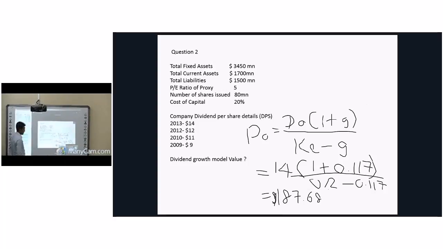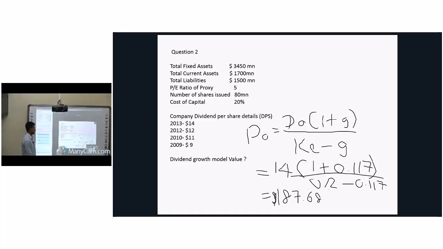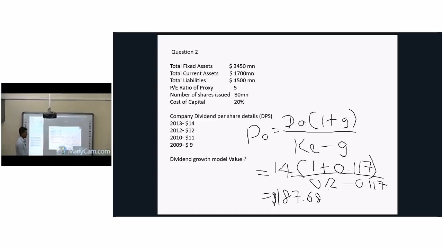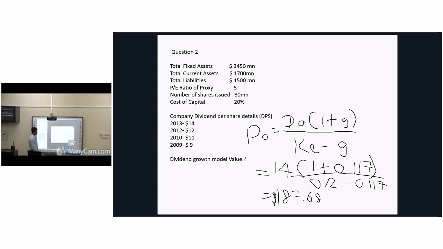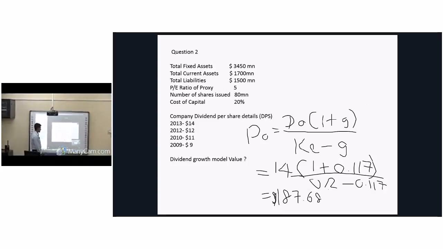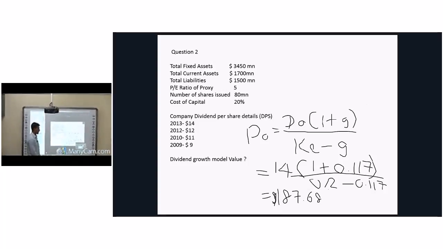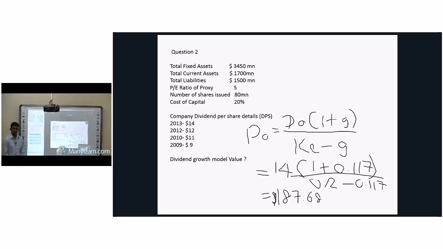per share. So if it is $14 into 1.17 divide by 0.12 minus 0.117, you will get per share price as 187.68, and if you multiply by the number of shares issued, you will get the present value of the firm.